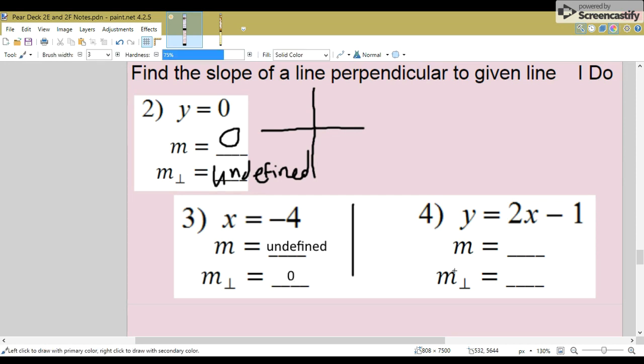Let's look at the next one. y equals 2x minus 1. Your slope for this would be 2. For your perpendicular slope, you flip and multiply. You have nothing in the denominator, so you assume it's a 1. So 1 over 2. And then you change the positive to a negative.